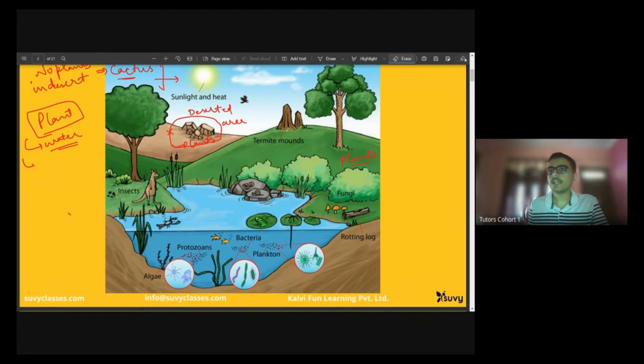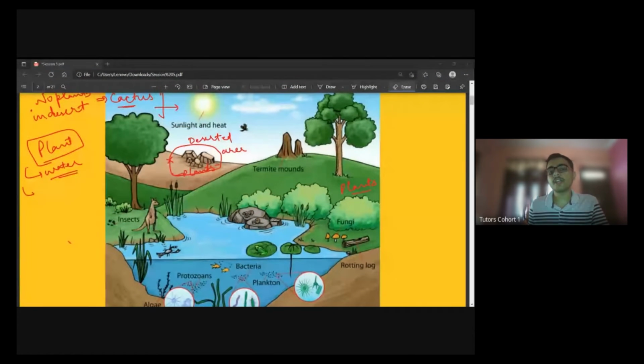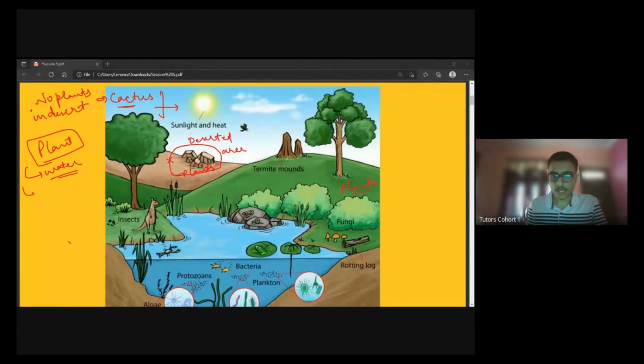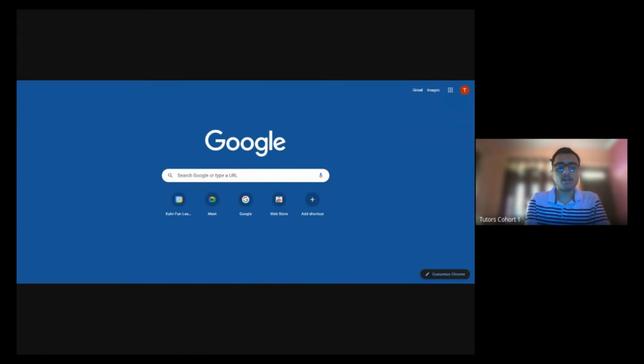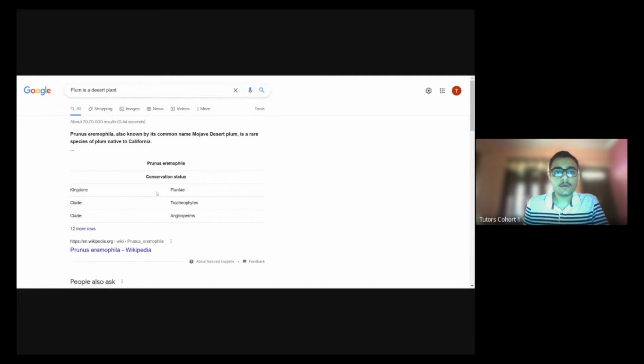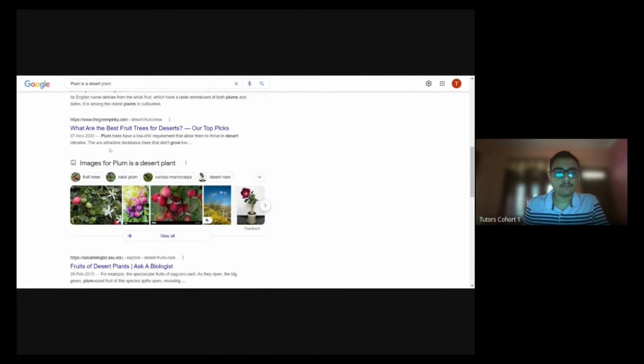It will just take a moment, because science is a subject which will bring questions to us, and we should get our questions answered every time. I'll share my internet tab and then we will check the availability of plum. Can you see my screen? Now I'll just Google it here: is plum a desert plant? Okay, so we have plum.